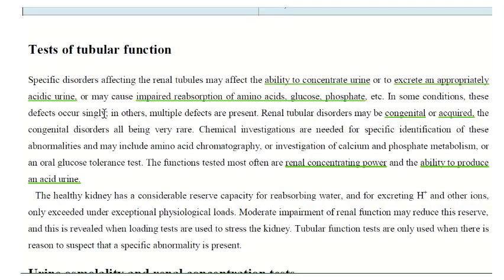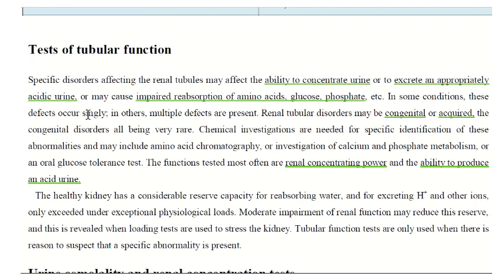الآن وصلنا إلى موضوع التست of tubular function. احنا تكلمنا سابقا عن التست للglomerular function، والآن وصلنا إلى التست of tubular function. Specific disorders affecting the renal tubules may affect the ability to concentrate urine or to excrete inappropriately acidic urine, or may cause impaired reabsorption of amino acids, glucose, phosphate, etc.